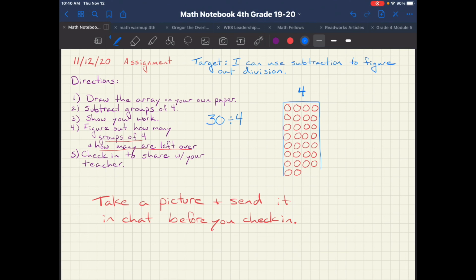Okay, there you go. Now you know how you can use subtraction to figure out a division problem.